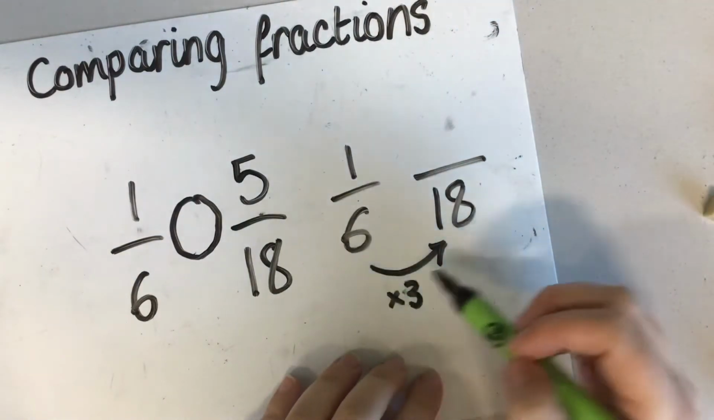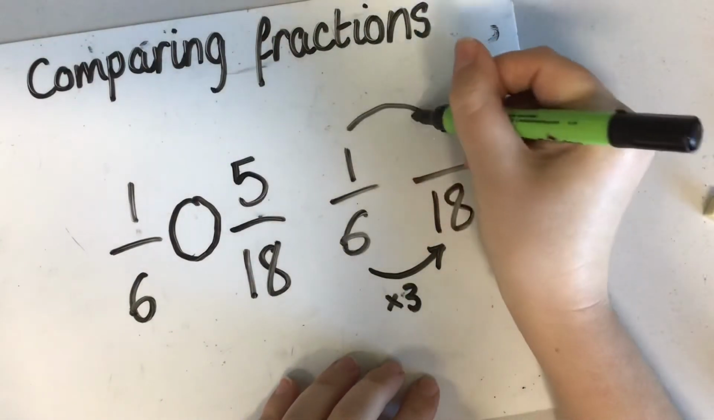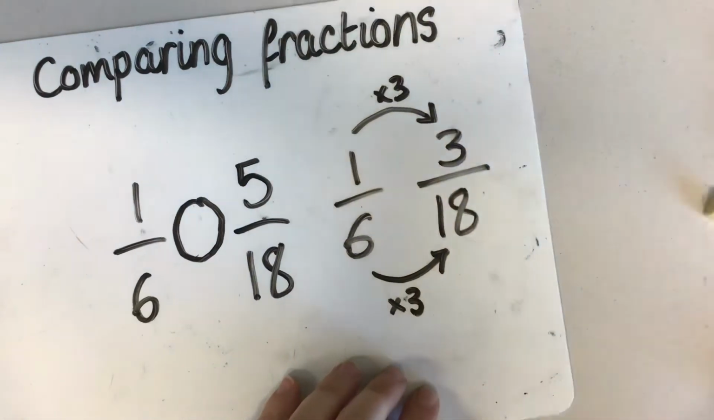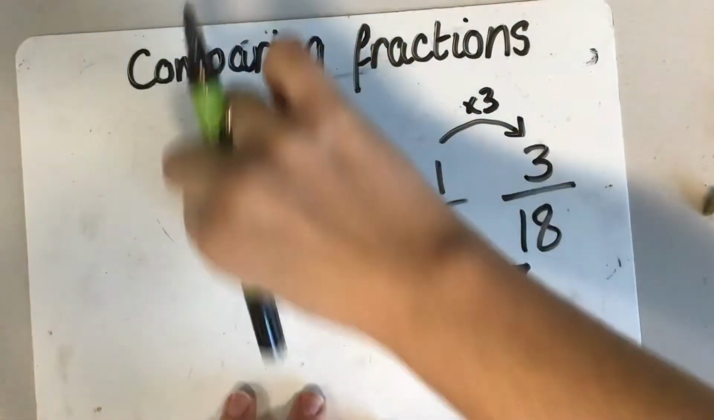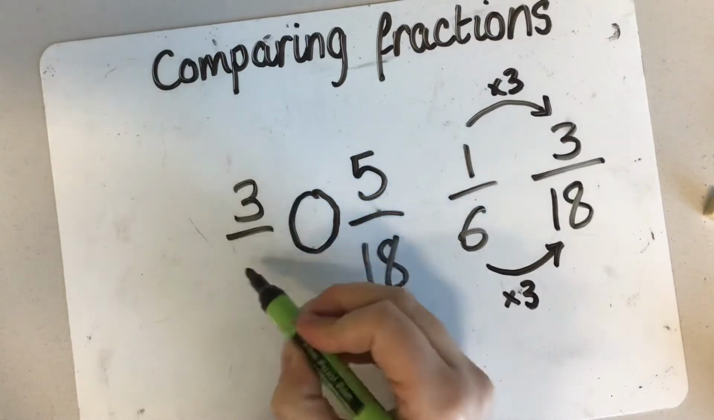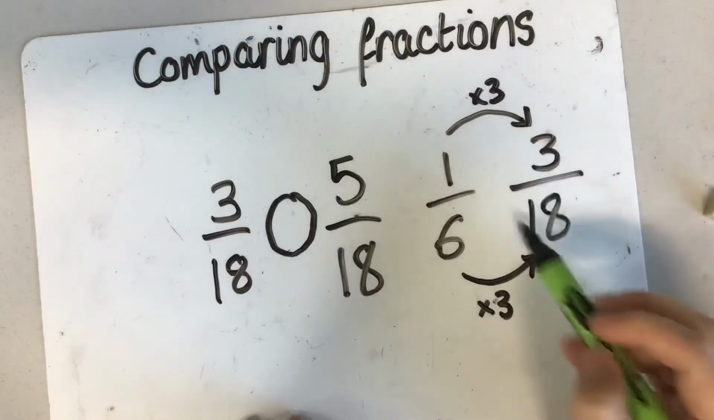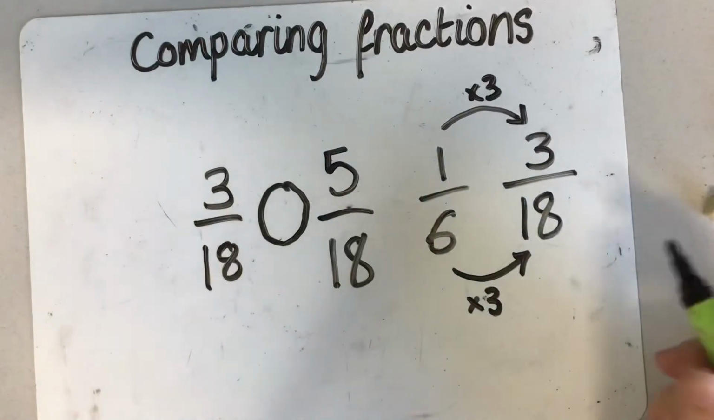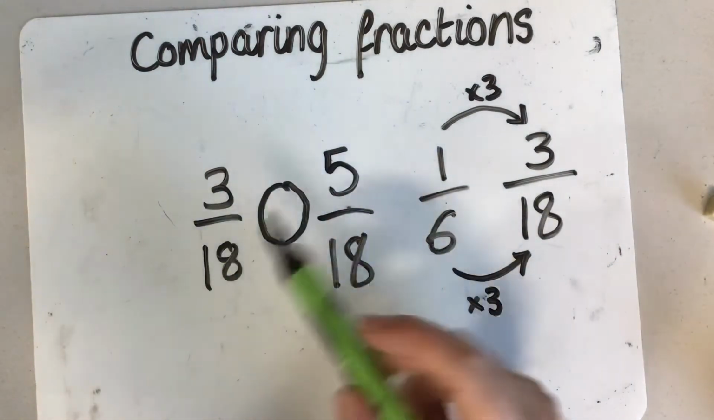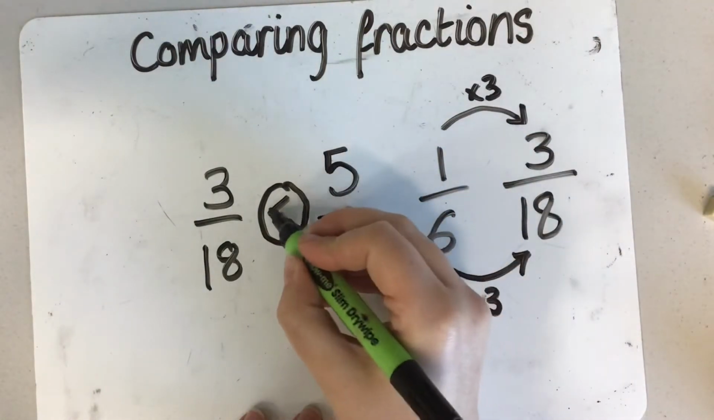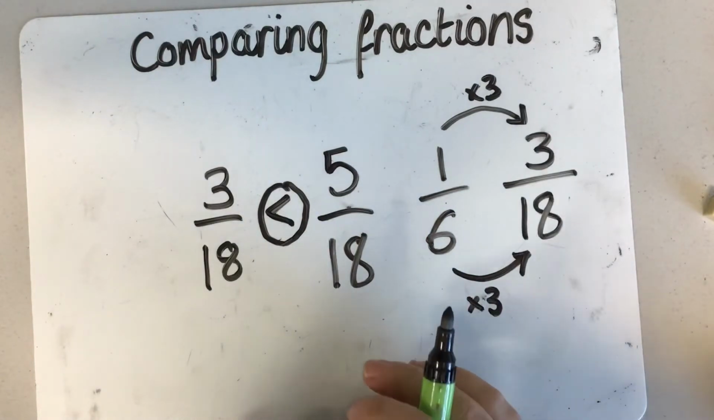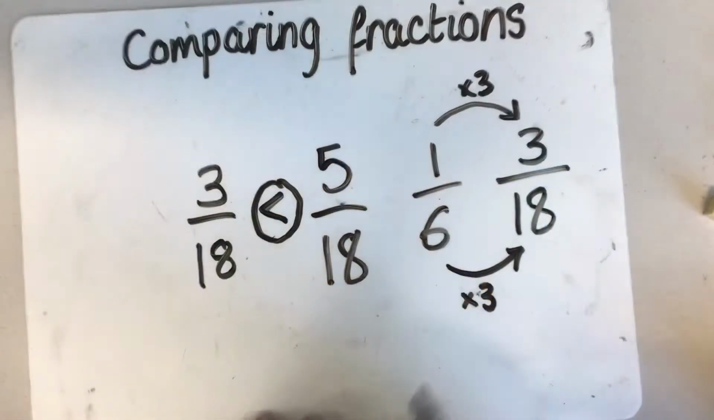And then the rule with fractions, whatever you do to the bottom, you need to do to the top. And then 1 times 3 is 3. Then we can go back to our original question. And we are now comparing 3/18, because we converted our 6th, with 5/18. And which one is bigger? If someone's offering you 3 or 5, you would definitely go for the 5 to get the larger amount. So 5/18 is bigger than 3/18, or a 1/6, like we know it is.